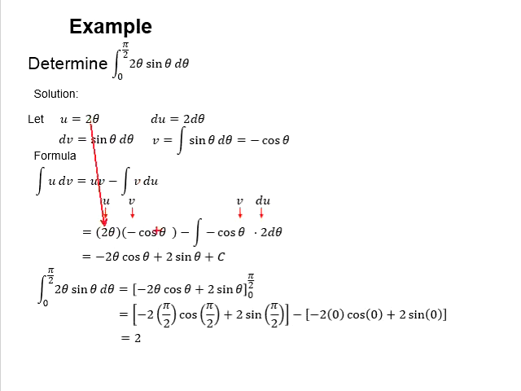u, v, minus the integral of v du. Integrate this, you get 2 sine theta. There will be a c at the end of the expression. Rearrange these two terms. You will get the solution for the integration of the function.